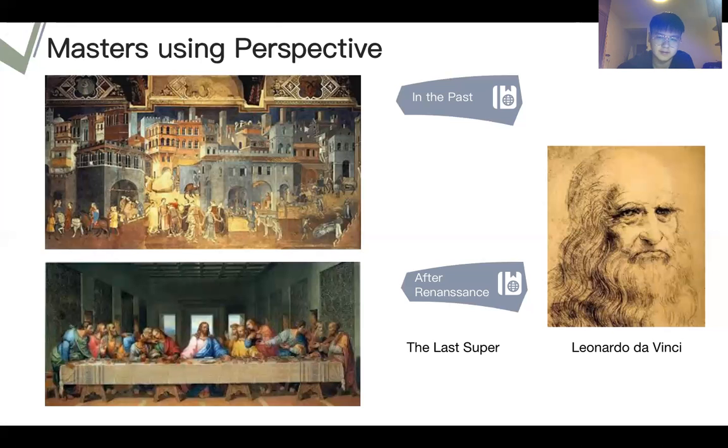So that's a really different painting at that time because it used perspective. And Leonardo da Vinci is one of those pioneers, one of those masters who started using perspective.